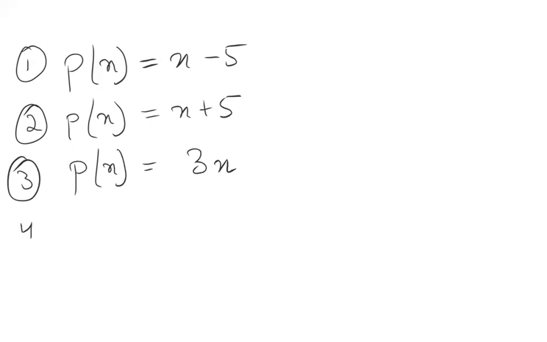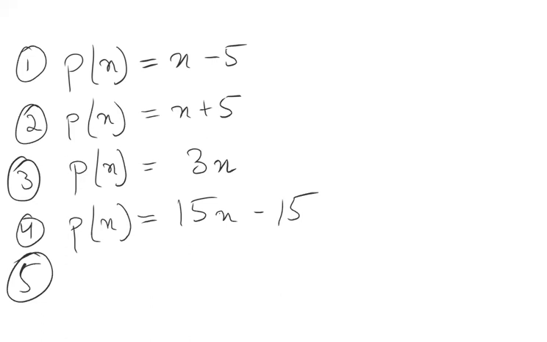Let's give another one. 15x minus, I don't know, 15. Yeah, let's give that. Okay. And then the fifth one, let's give p of x is equal to 3x minus 2. Please try these questions. You can pause the video, get all five answers, and find the zero of the polynomial. Which value of x will give me a zero? Please find that out.